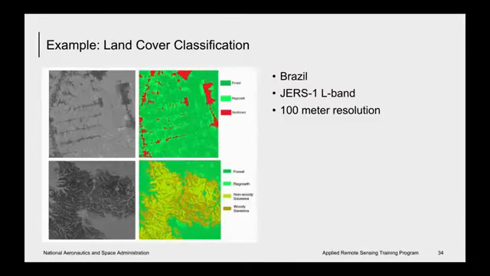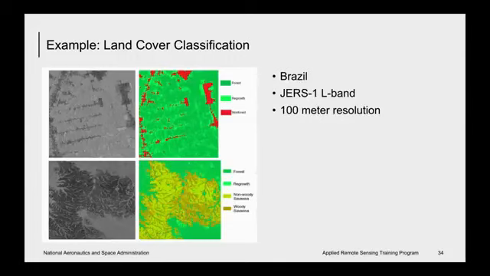This is an example of the use of radar for land cover classification. This example uses SAR images from the Japanese JERS-1 satellite, L-band SAR, operating in the 90s. Top left image is the radar image of an area near Manaus, Brazil, where there's a combination of forested and deforested land. The deforested areas have a darker tone, and as you can see, they also have some geometric features indicating that these are agricultural lands or grazing lands.